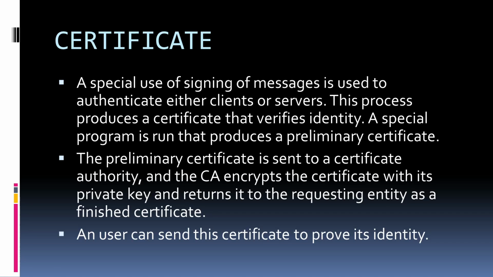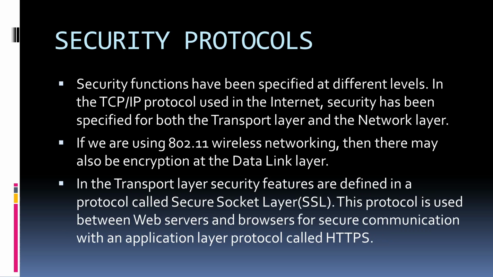Now, certificates. A special use of signing a message is to authenticate either clients or servers. This process produces certificates that verify identity. A special program is run that produces a preliminary certificate. This preliminary certificate is then sent to a certificate authority, and the CA encrypts the certificate with its private key and returns it to the requesting entity as a finished certificate. A user can send this certificate to prove its identity.